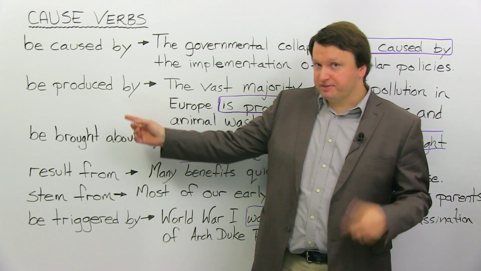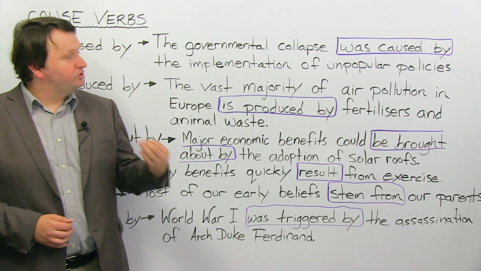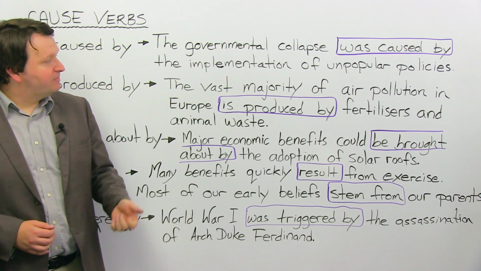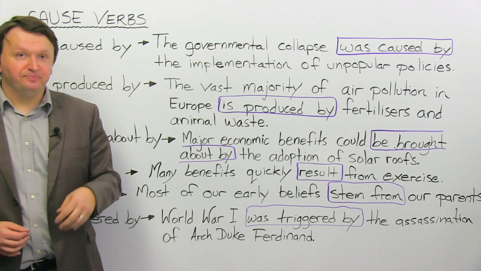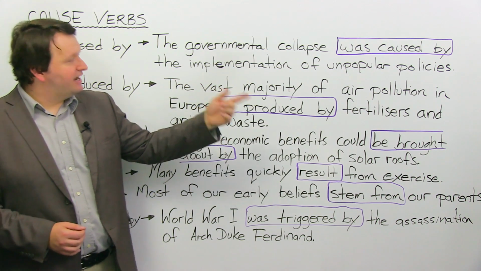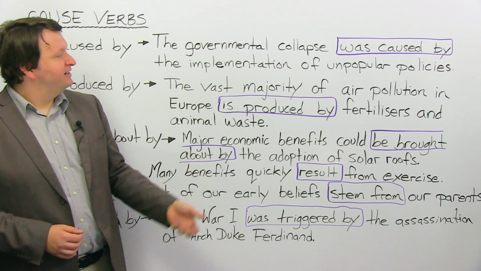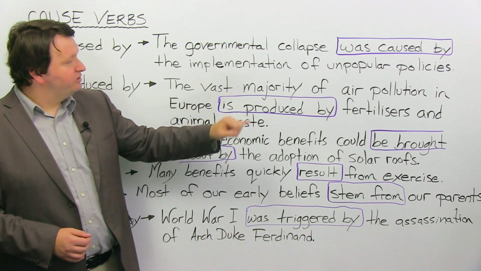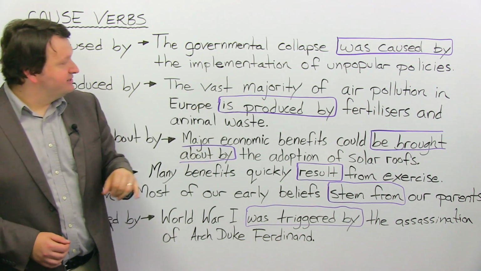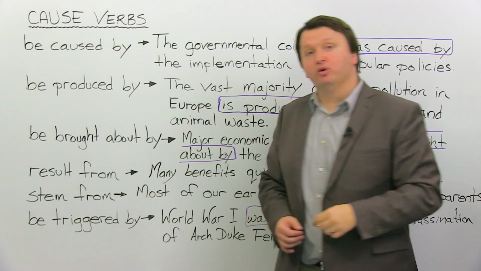All right, next, be produced by. So the vast majority of air pollution in Europe is produced by fertilizers and animal waste. So is caused by, is produced by fertilizers and animal waste. So again, the fertilizers and animal waste produce the vast majority of air pollution in Europe. Here we just flipped it to focus on the cause. This is the cause, and the effect is the air pollution, basically. Air pollution is the effect of fertilizers and animal waste.